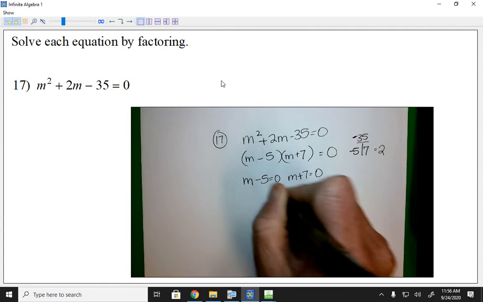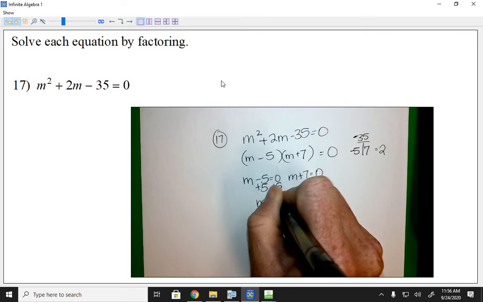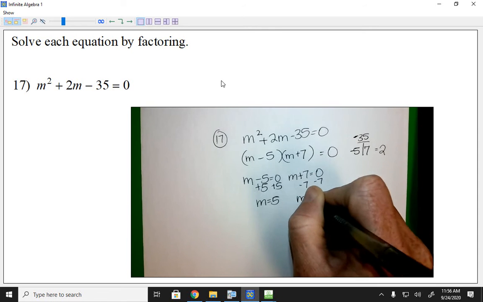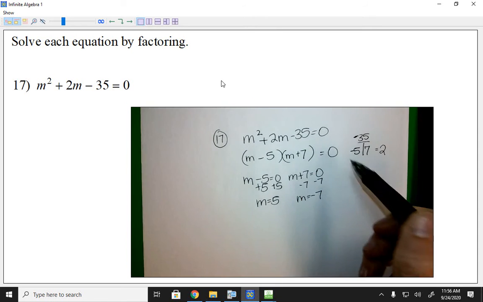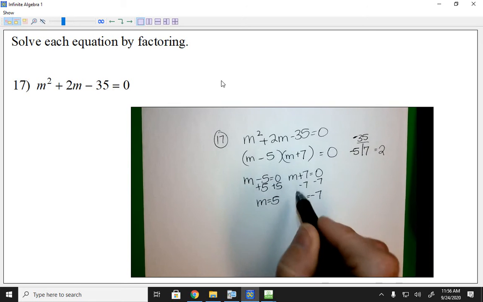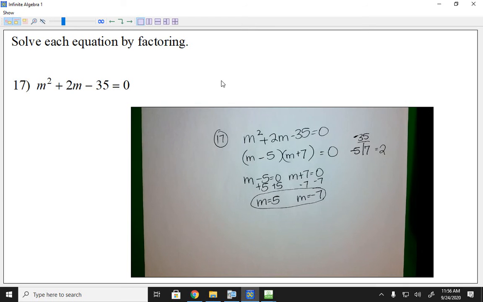Okay, so then all we do is say add 5, m equals 5, subtract 7 over here, m equals negative 7. So once you get it factored, step 1, then go to solving. Step 2, you want to tell me what the variable actually equals. Okay, let's look at one more of those.